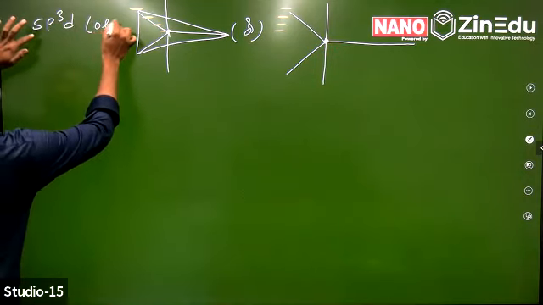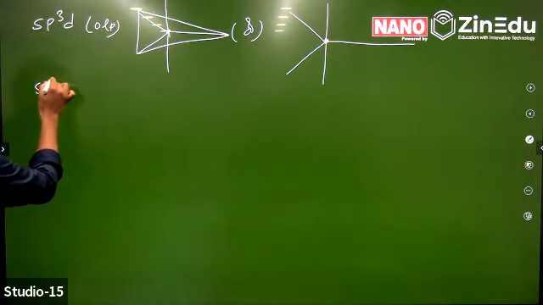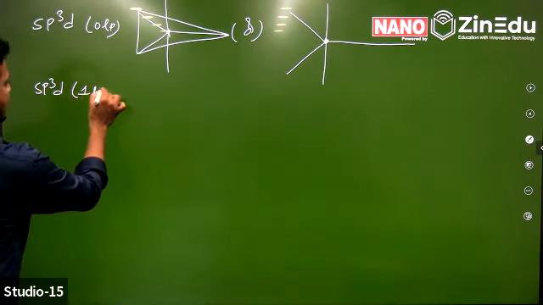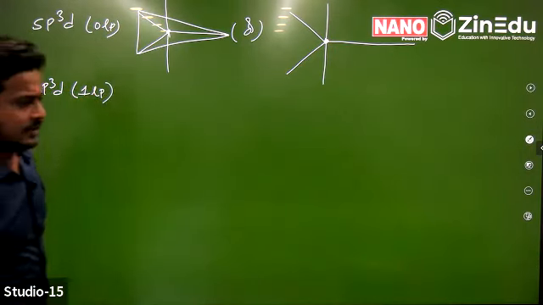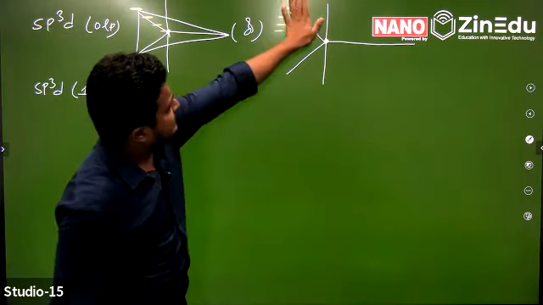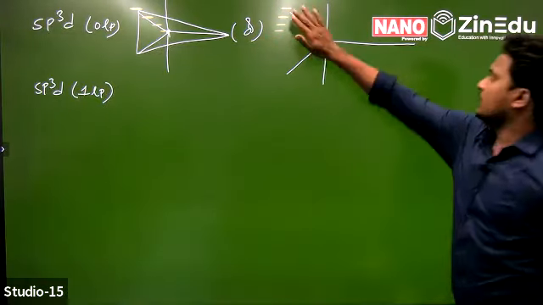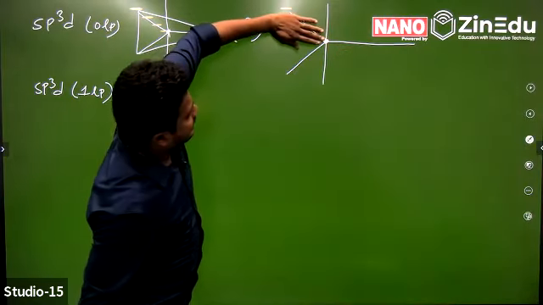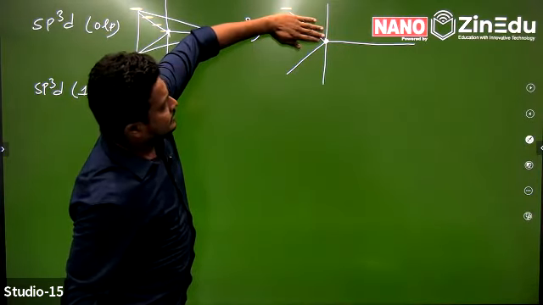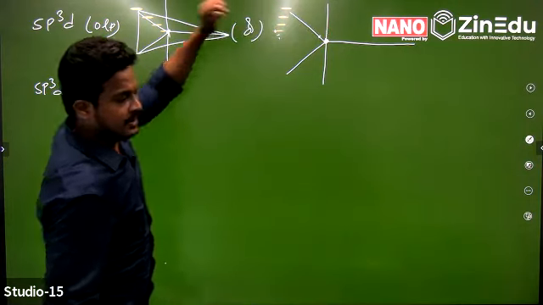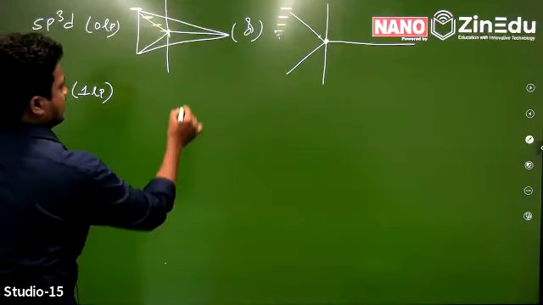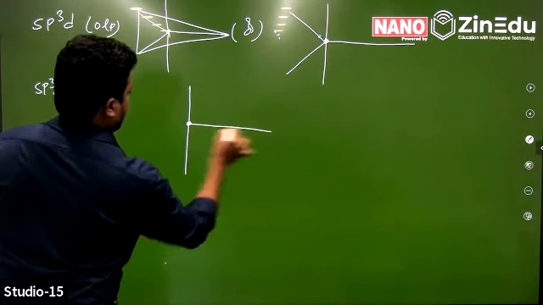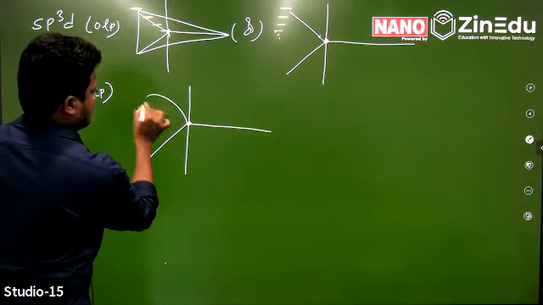With zero lone pairs, it is trigonal bipyramidal. If the sp3d molecule has one lone pair, consider this as a lone pair. See how it looks like this? Seesaw, right? Seesaw. This is the central atom. We get a structure like this. This is one lone pair.